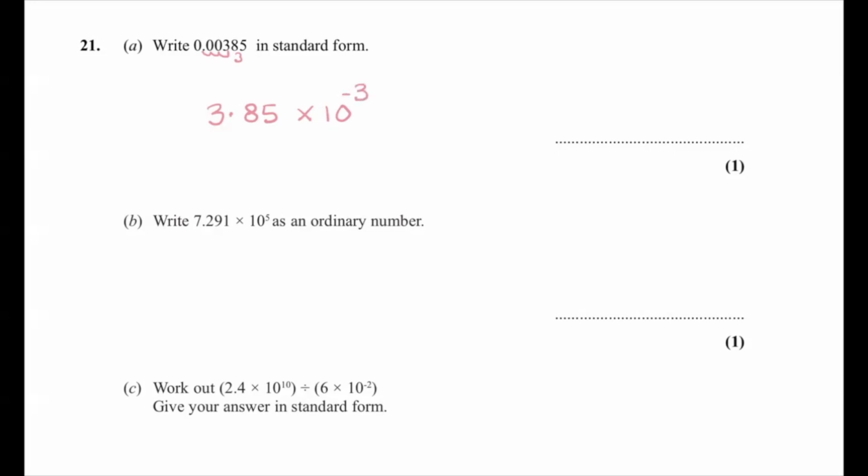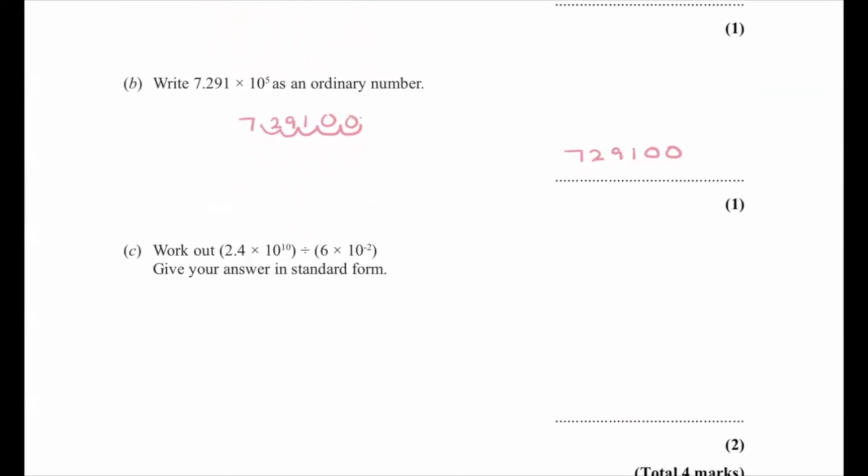And then we're going to kind of do the opposite for writing the ordinary number. We've been told it's times 10 to the 5. It's a positive 5, so it's a big number. So I'm going to take my 7.291 and I'm going to count 5 places in this direction because I want to make the number bigger. So we're going to go 1, 2, 3, 4, 5. I've got 2 empty buckets, which I'm going to fill with zeros. And that would be my final answer, 729100.